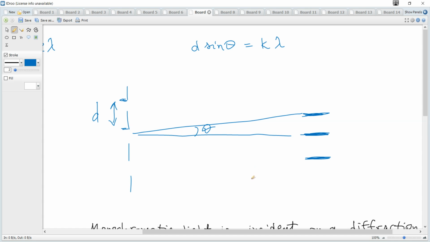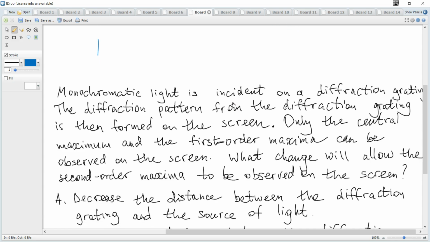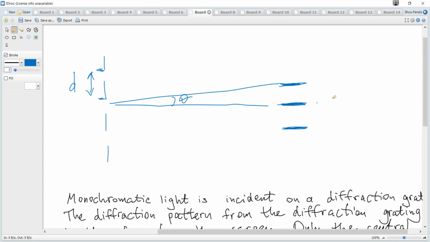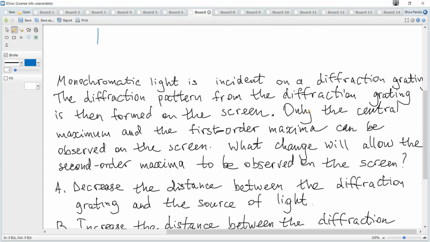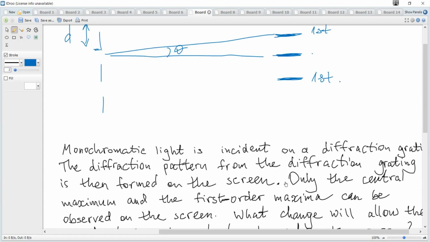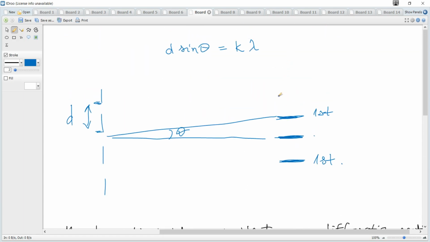It is given that there is only central and first order, but first order can be in one direction and in the opposite direction. So there are three fringes in total, actually. But we need the second order to be present: second here and second here.